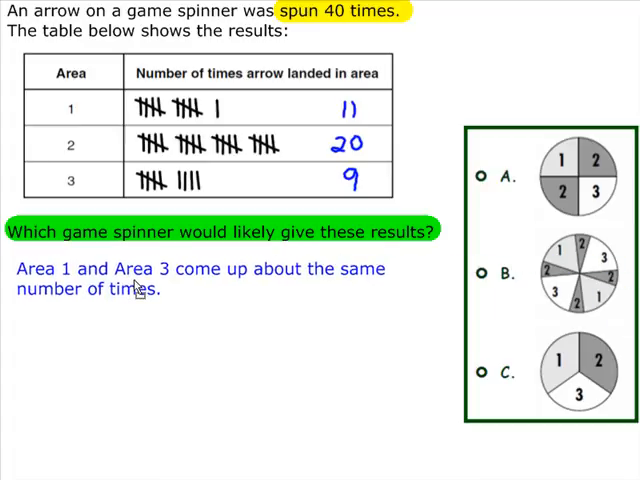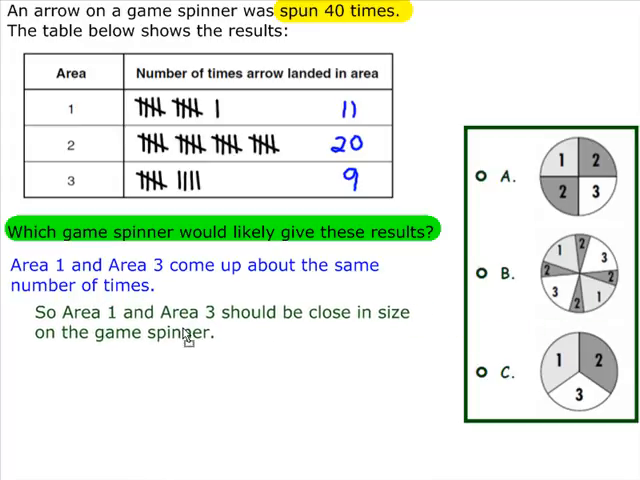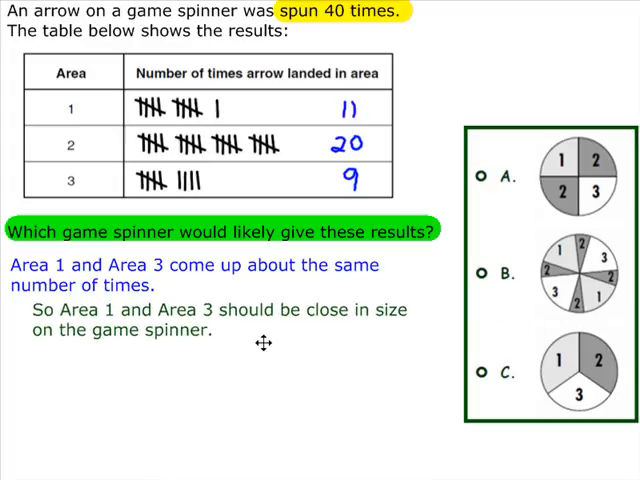So area 1 and area 3 come up about the same number of times. Well, what that means in the spinner is that the areas for 1 and 3 should be close in size. So let's go look at the three options. And we're looking for spinners where areas 1 and 3 are close in size. So here they are.